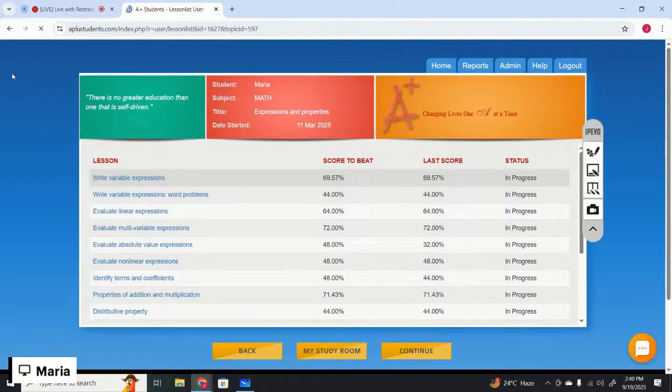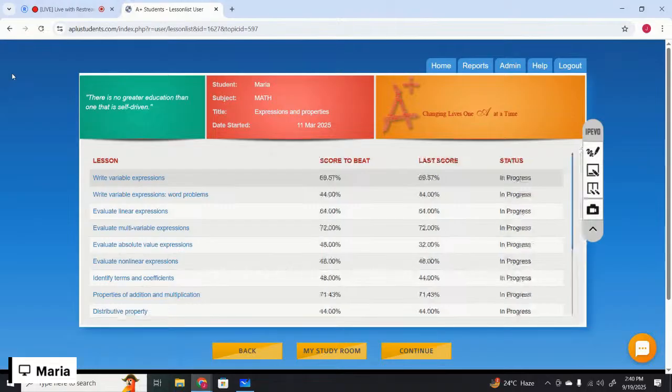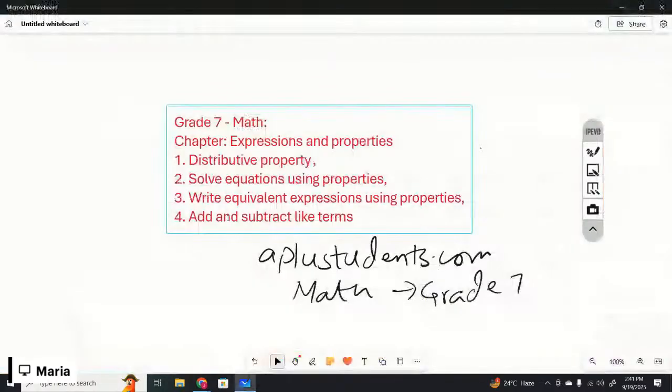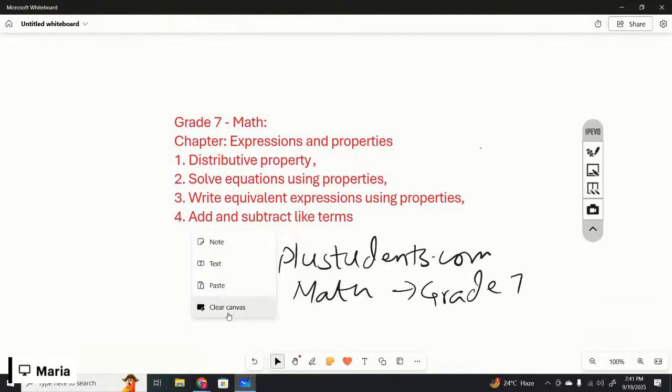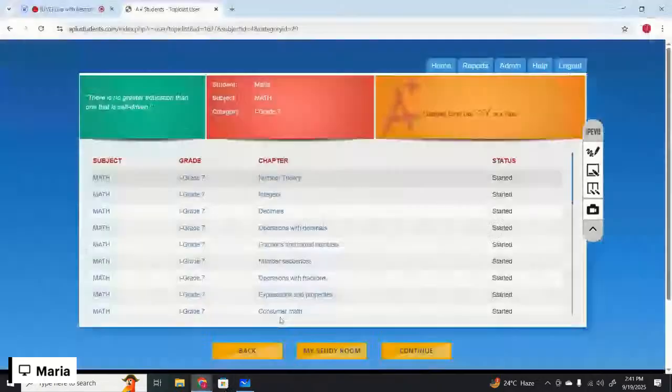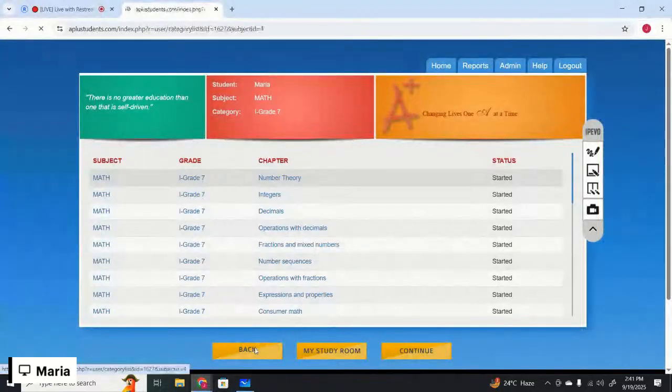So we were working on grade 7 math. The chapter we are working on is expressions and properties. The lessons we have covered today are write variable expressions, distributive property, solve equations using properties, write equivalent expressions using properties, add and subtract like terms. So please make sure before the next session you complete all the practice questions for the lessons we just did. That is your homework until the next session.